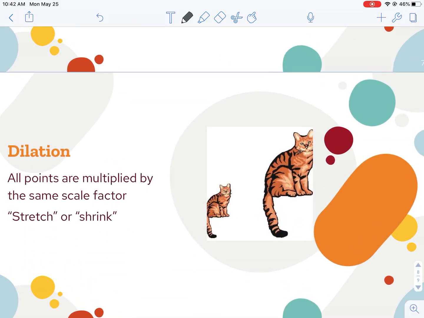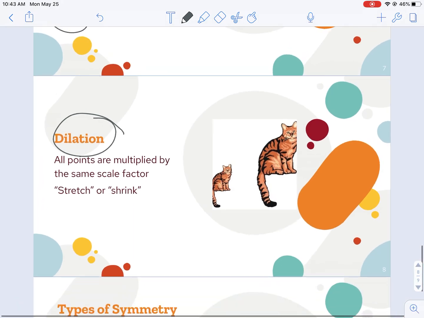A dilation then, we touched on earlier this year, and it's when you multiply everything by the same scale factor. In elementary school and next year as well in higher algebra, if it gets bigger, you'll call it a stretch. If it gets smaller, you'll call it a shrink. Okay, both of those fall under a dilation.